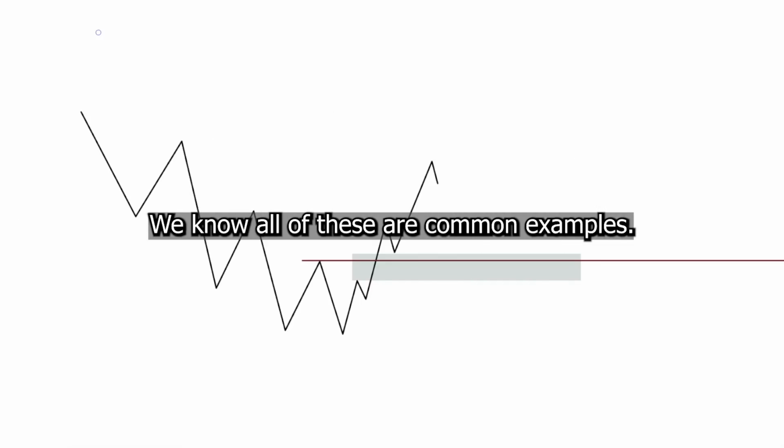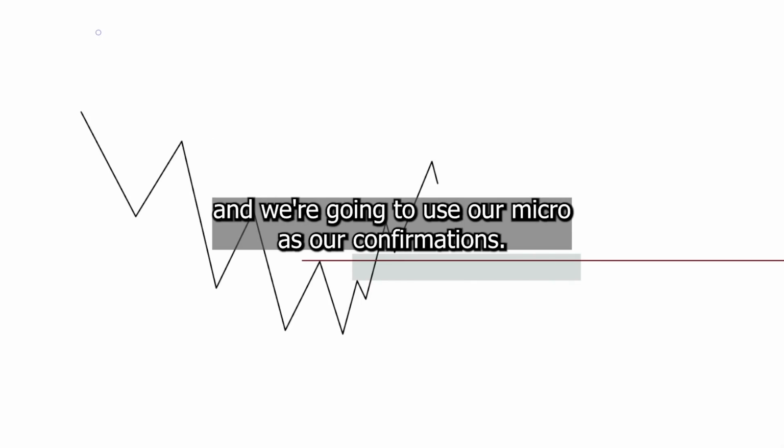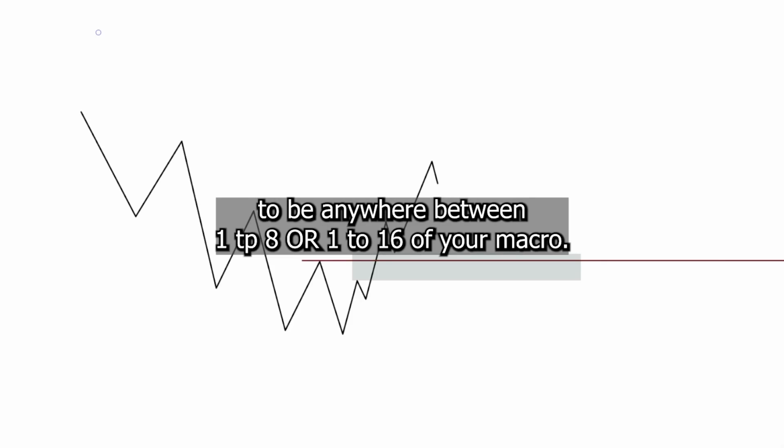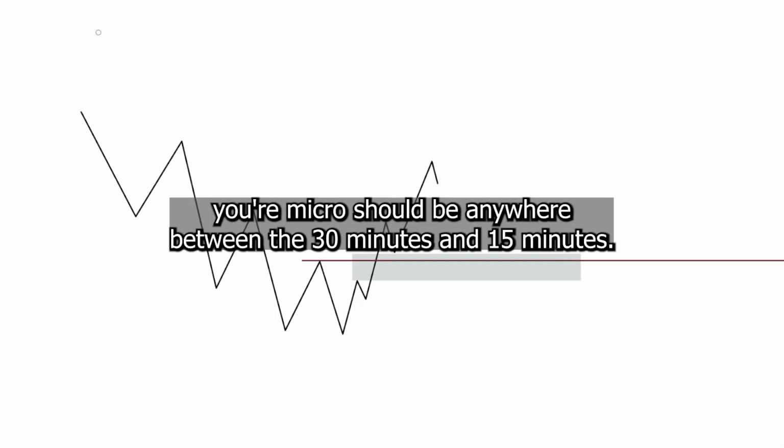So it can only be as simple as the previous example, but in reality, there's three types of confirmation, and we're going to cover each and every single one. In all of these upcoming examples, we're going to use our macro as our fair value gap locator, and we're going to use our micro as our confirmations. The general rule of thumb should be for your micro to be anywhere between 1/8 to 1/16 of your macro.